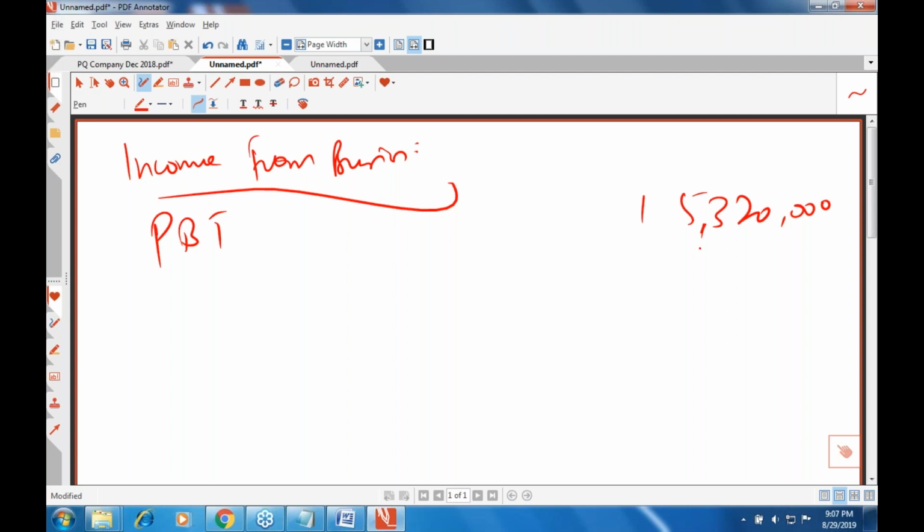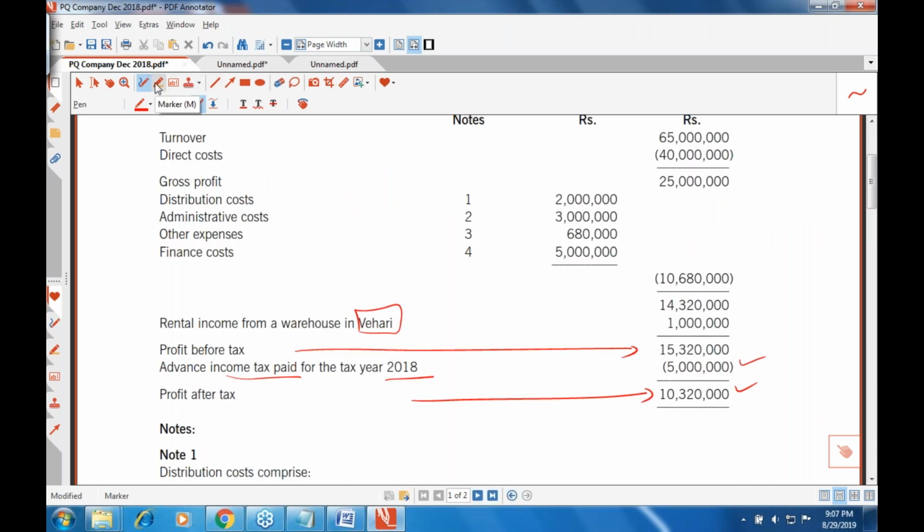15.32 million. Now what next is there? The next situation is that we need to bring about the adjustments. Now what are the adjustments that we need to bring about?